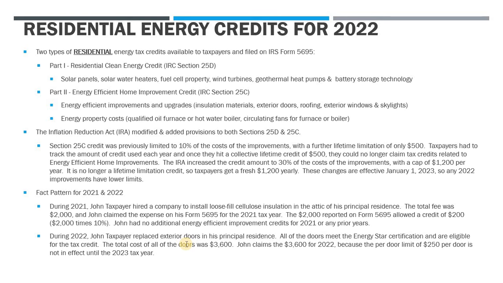There is going forward, right? So the IRA changed the rules, and now it says that it doesn't really matter how much you spend on the door. The credit is going to be capped on a per door basis at $250. That doesn't apply to us here, so we don't really have to worry about it because it's just 2022. But we still need to be mindful of that $500 lifetime credit cap.